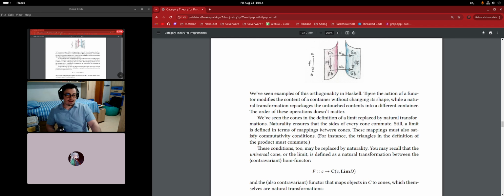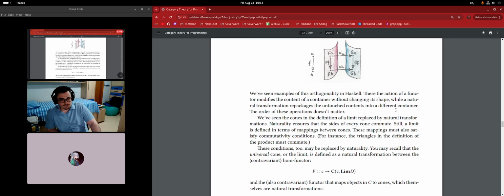The action of a functor modifies the content of a container without changing its shape, while a natural transformation repackages the untouched contents with a different container. The order of these operations doesn't matter. That's what the naturality condition means. That's a very interesting way to put it.